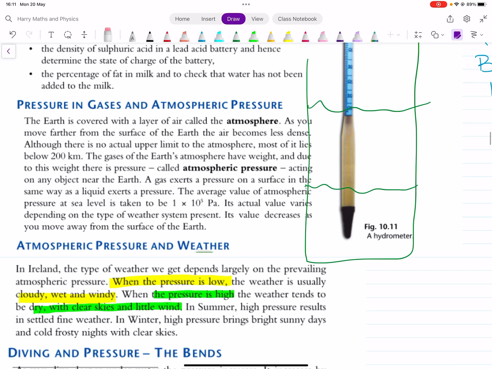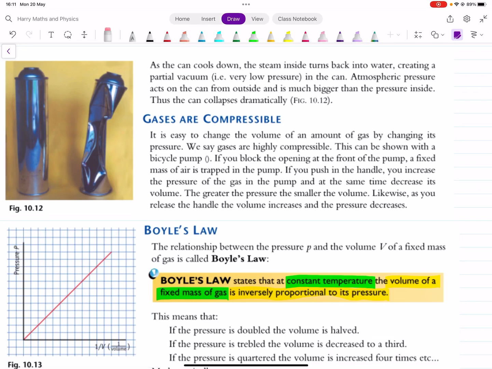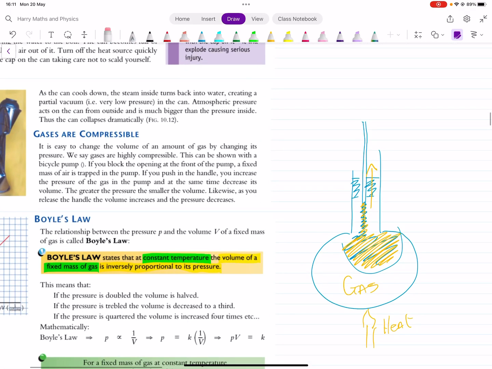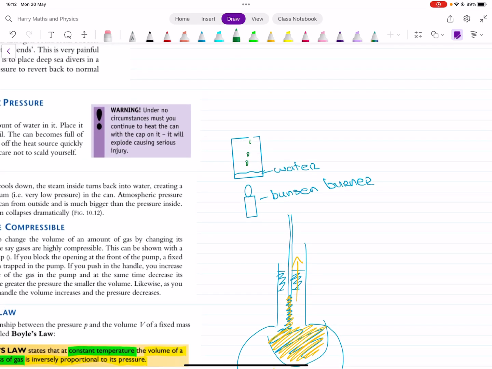Pressure and gases in the atmosphere, so just that the atmosphere exerts a pressure. There is a demonstration for that one, which is this here, the can. So this comes up in exams, so you need to make sure you can describe this. Essentially what you do is you take a can, normally like an empty Coke can or something like that, and you put a tiny bit of water in it. And then you heat that up. So normally using a Bunsen burner or something like that, you heat it up until it boils. So you want the water to boil, and then you want the water to evaporate.